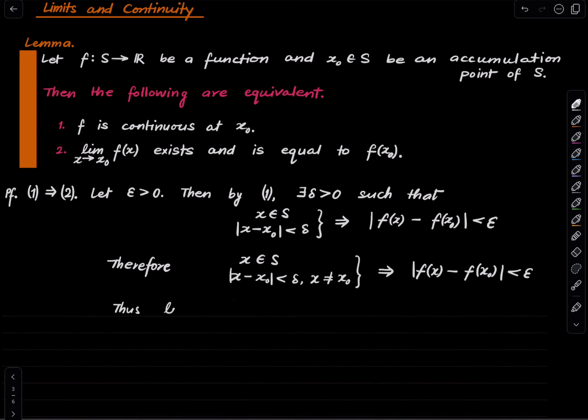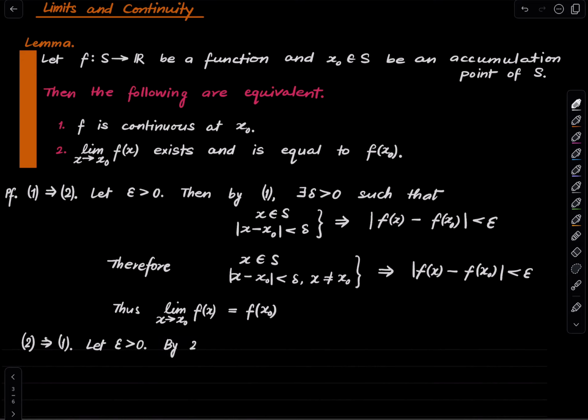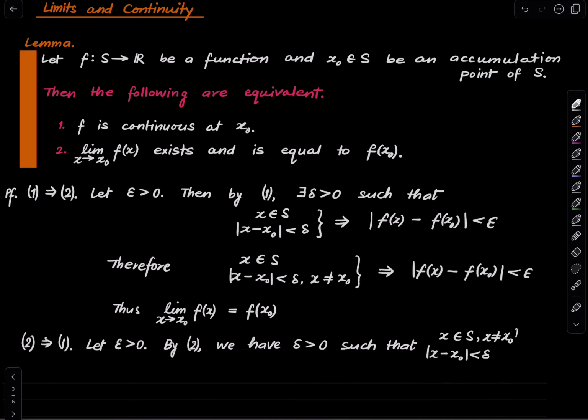Thus, this is trivial, and the other direction is also equally easy, but let me do it. So here again, let epsilon be greater than 0, and by 2, we know there is some delta positive such that whenever you choose x in the domain and in the delta deleted neighborhood, you get this inequality.